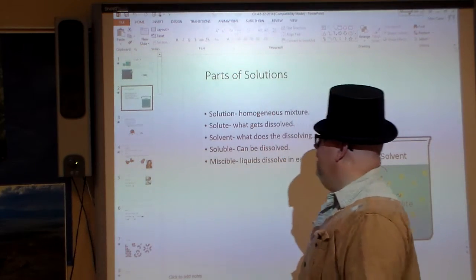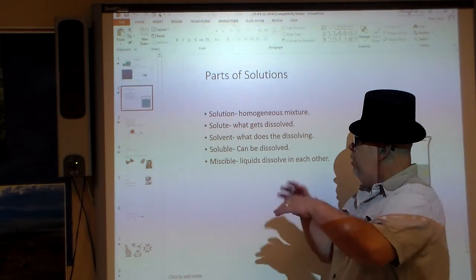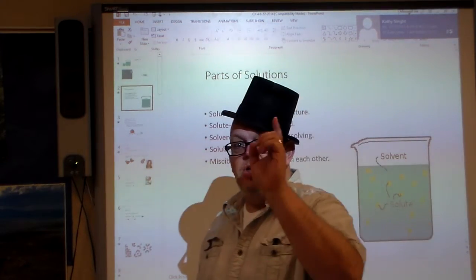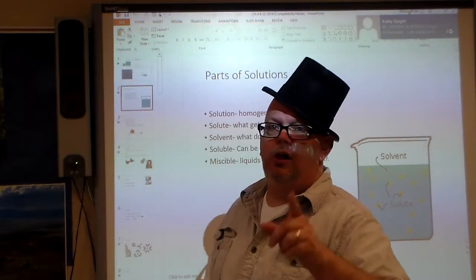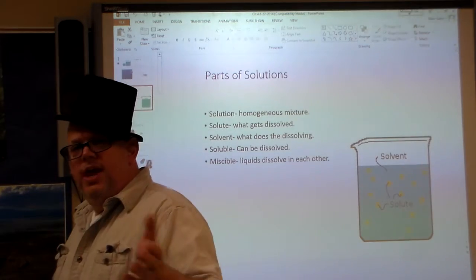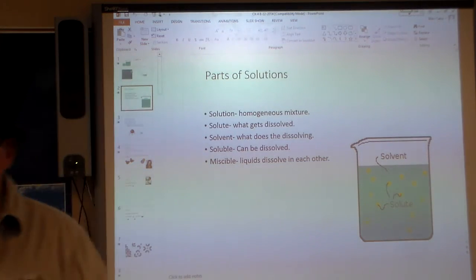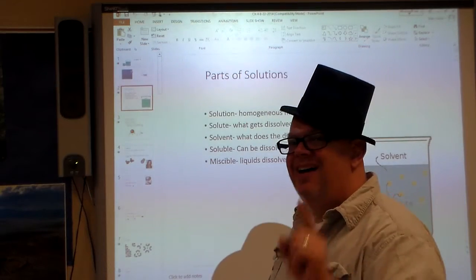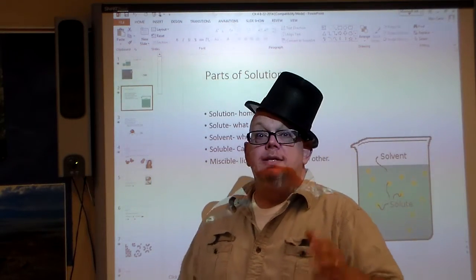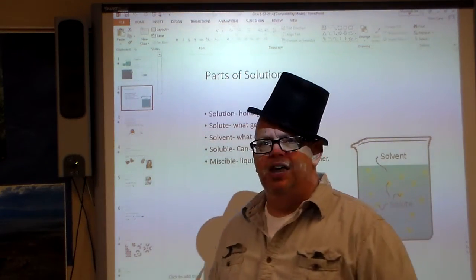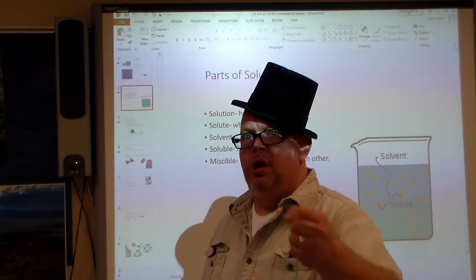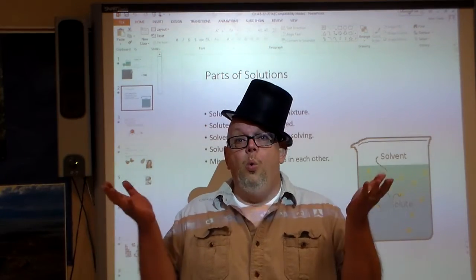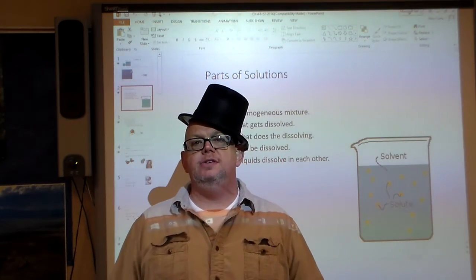Yes, exactly. Now in that, we have to look at the two main parts within the solution. There's the solute and the solvent. Okay, what's the difference between the two? Well, the solvent is what actually does the dissolving. Typical solvents would include things like acetone and, for a lot of people, water. Water is a fantastic solvent.